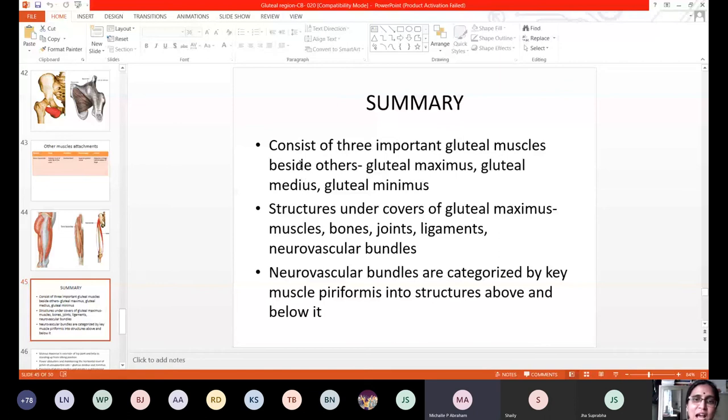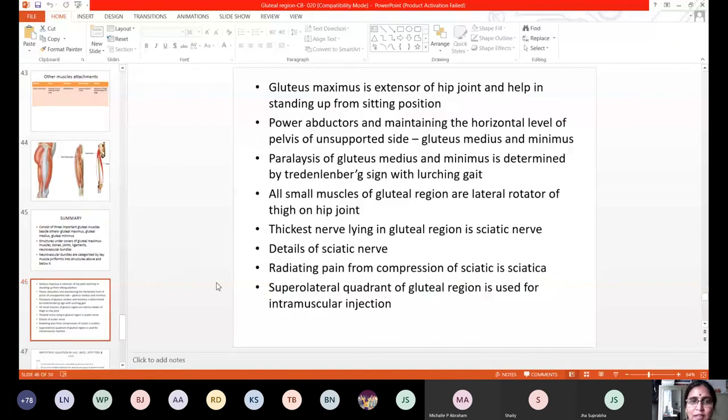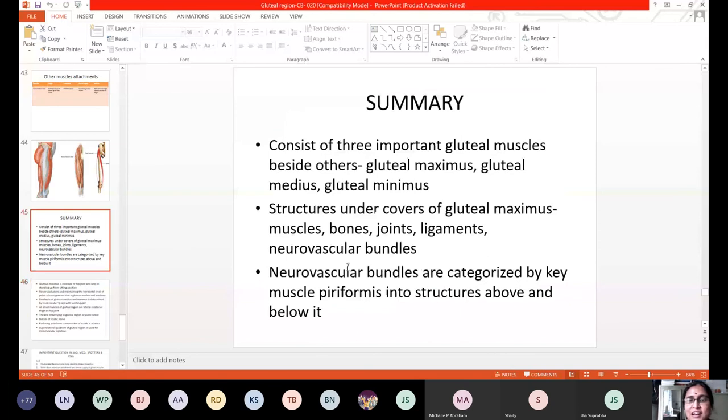Now, the summary of the gluteal region. The gluteal region consists of three important gluteal muscles besides small muscles: gluteus maximus, medius, and minimus. Another important point is that structures under the cover of gluteus maximus are very important. They are several structures: muscles, bones, joints, ligaments, and neurovascular bundle. The neurovascular bundle is categorized by the key muscle, piriformis, into two: structures above it and below it.